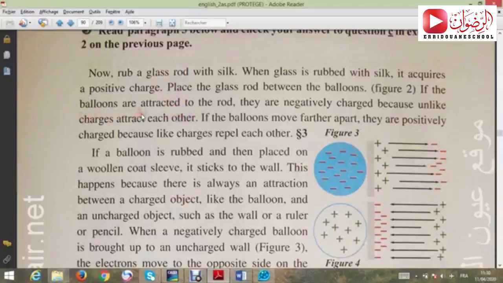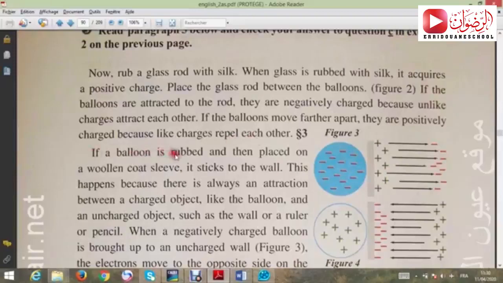If the balloons go toward it, it means they are negative. If the balloons move farther apart, they are positively charged, because like charges repel each other. If they go far from each other, it means surely the balloons are positive.